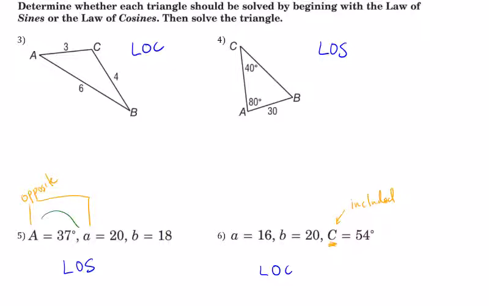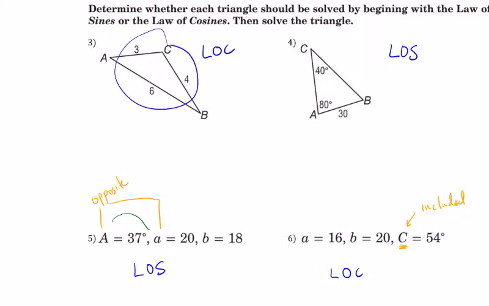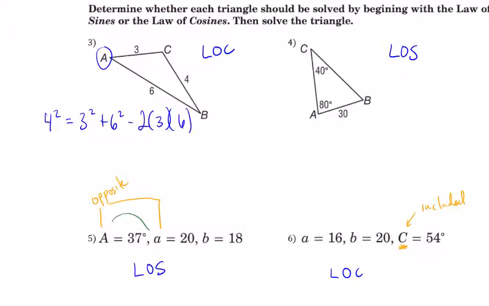All right, now to work these out, for this one, I would have to pick an angle that I want to find, right? I could find A, B, or C. So let's find A. I'm going to do 3 squared plus, I'm sorry, got to do the left side of the equation. So start with the opposite. So it'll be 4 squared equals 3 squared plus 6 squared minus 2 times 3 times 6 times cosine of A.